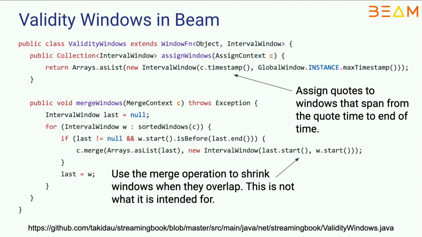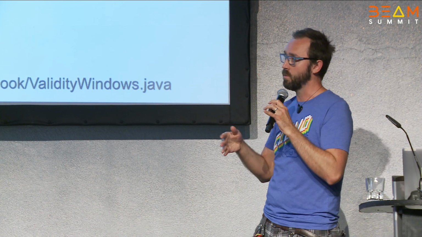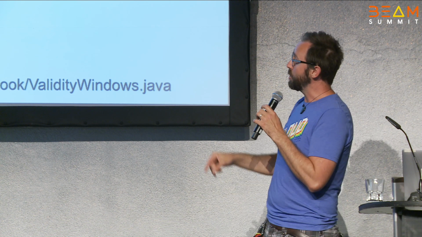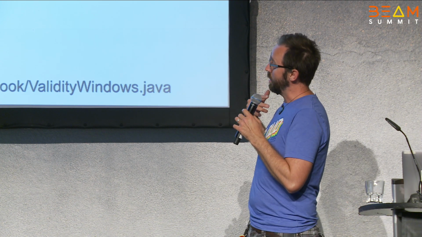Well, it turns out you can abuse this and go through here, and if we find any of these two interval windows that overlap, we take the earlier one and we chop it off at the timestamp of the later window. So we're basically shrinking it. And we do that by merging it into a new shrunk window. That's not what merge is intended for. As long as you're just playing with the windows, this works great.